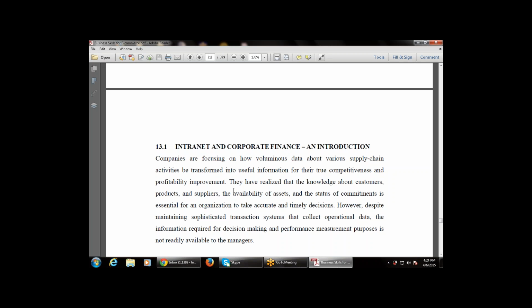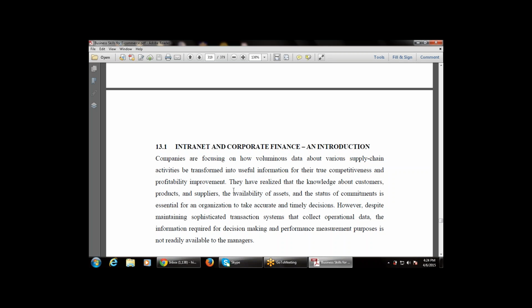Why? Because no customer is very crucial for every business, so it is very essential for our organization to take accurate decisions based on the various commitments that are available.